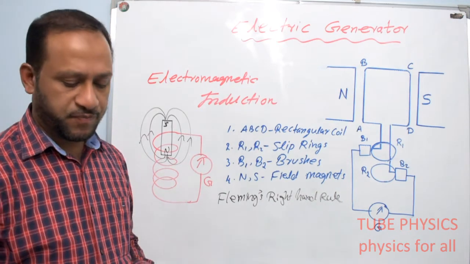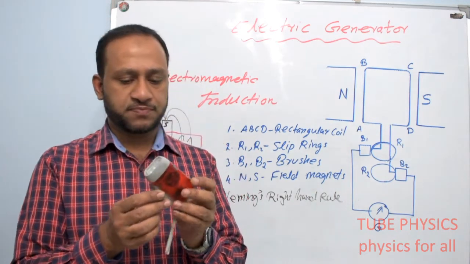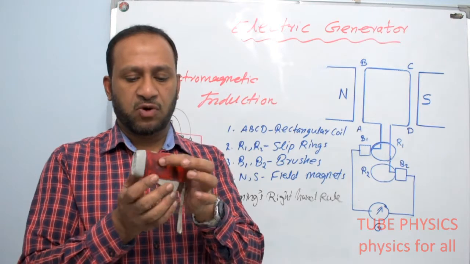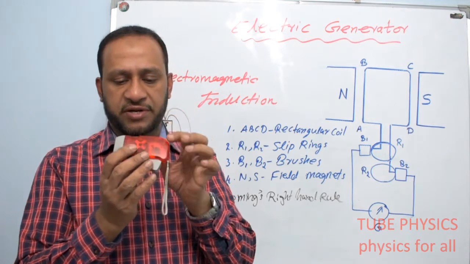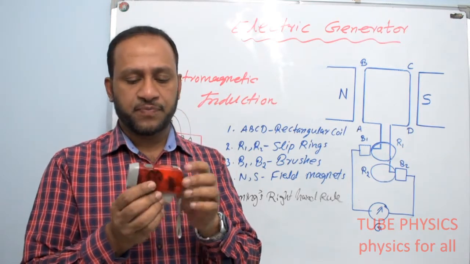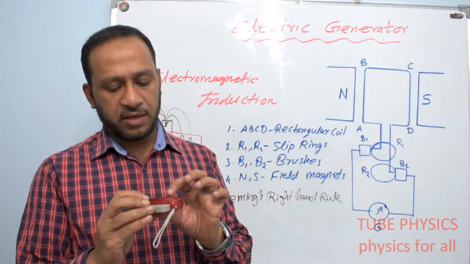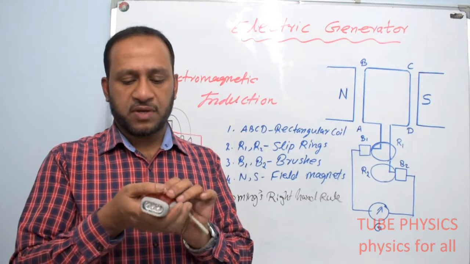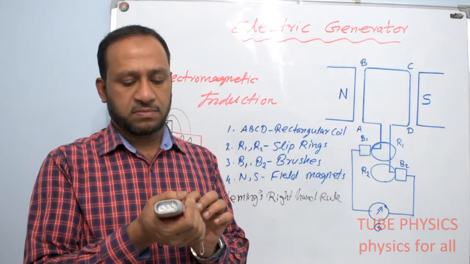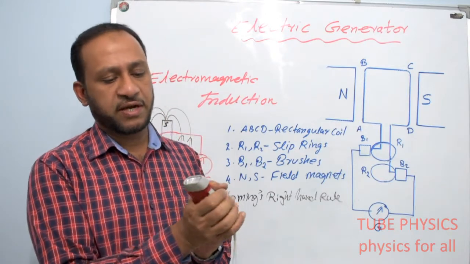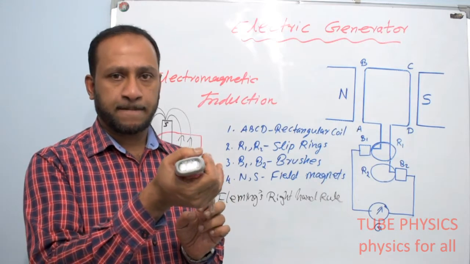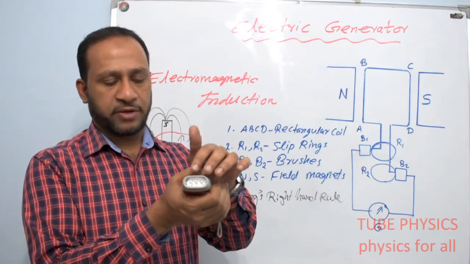Another example, this one is a small torch. It is working with a small generator inside. It is not having any battery. A small turn of wire, insulated copper wire, a coil, and there is a field magnet also. If I rotate the coil inside, you can see here the lights are glowing.